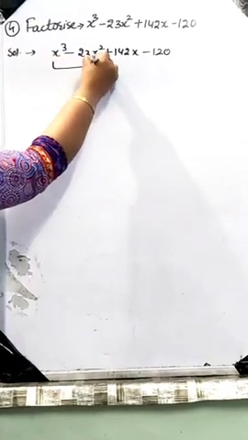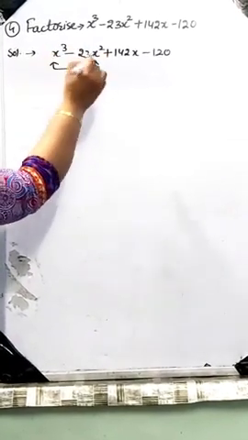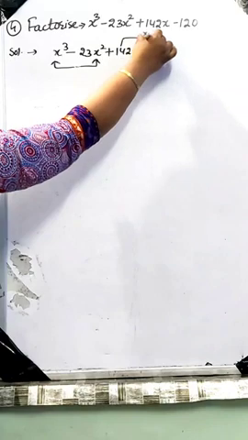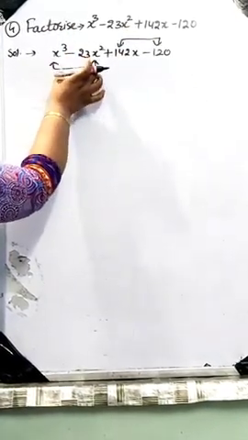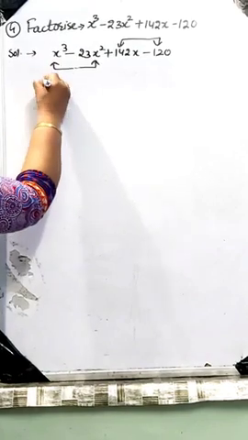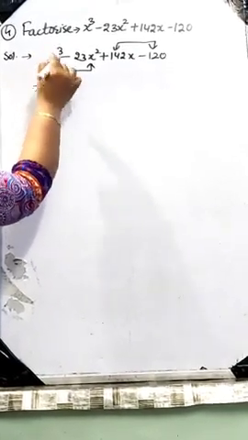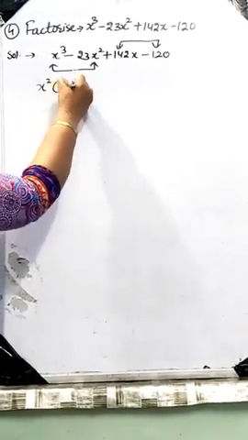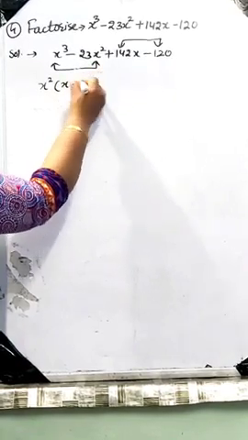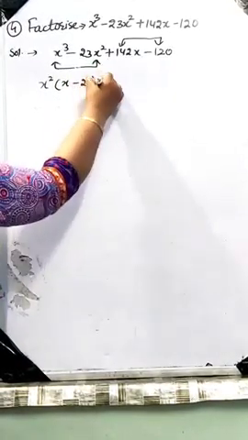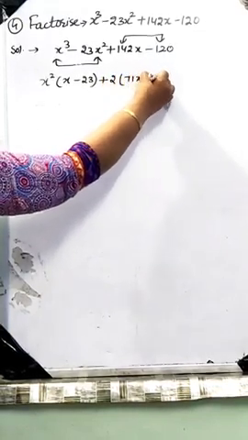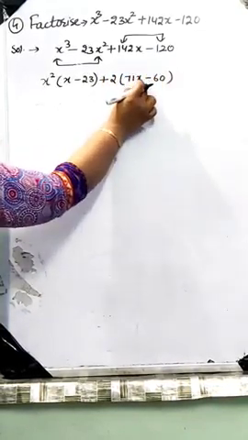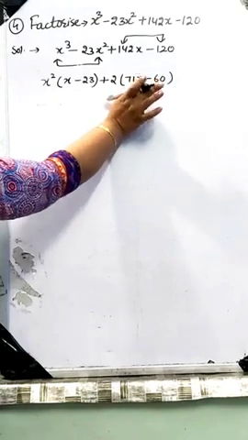Now here the first section is x cube minus 23x square and the second section is 142x minus 120. Now try to find the common factor from the first two terms. The common factor is x square. Therefore x minus 23 will be left inside the bracket. And from the last two terms, 2 is common. Therefore 71x minus 60 will be left in the bracket.